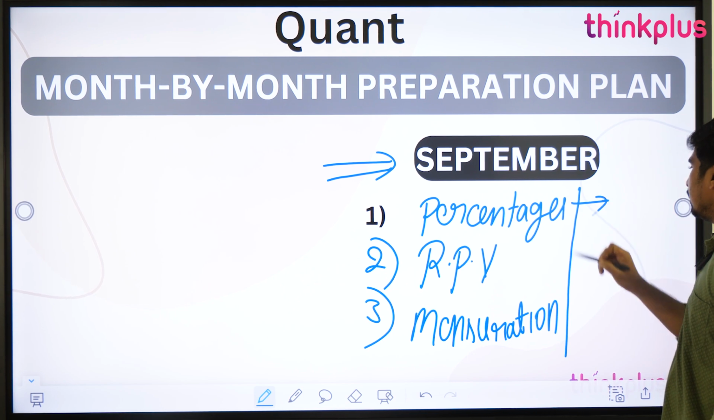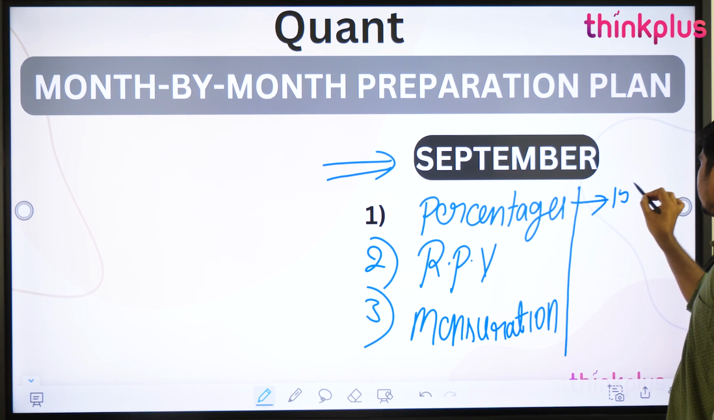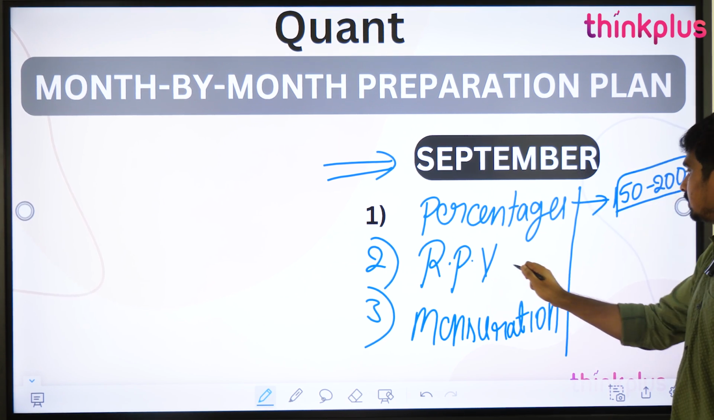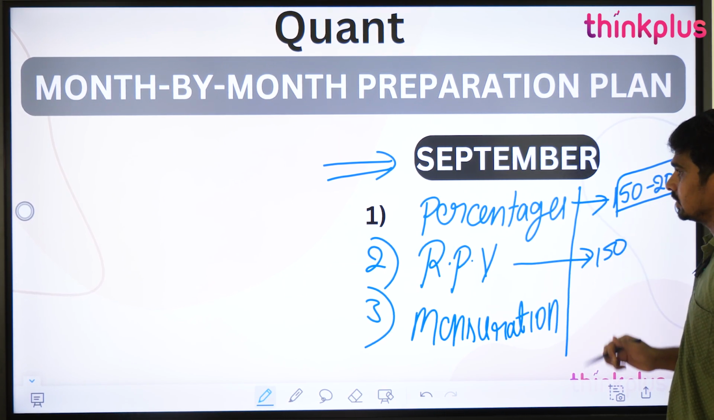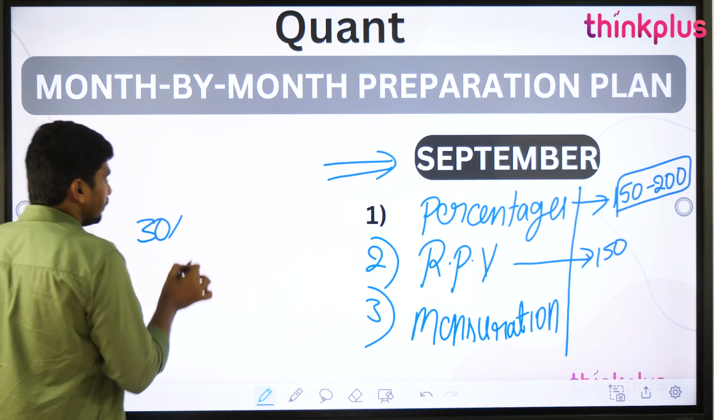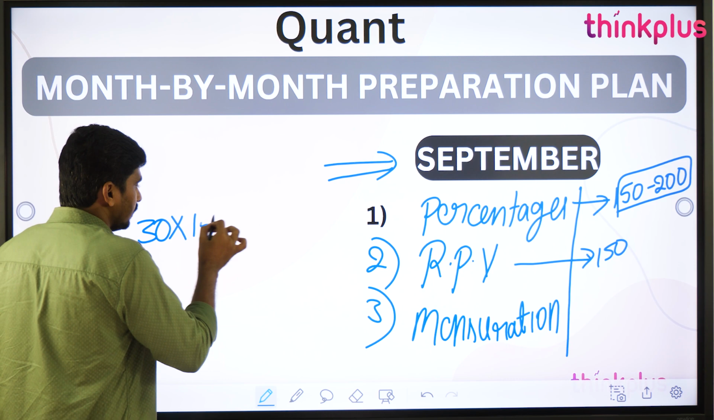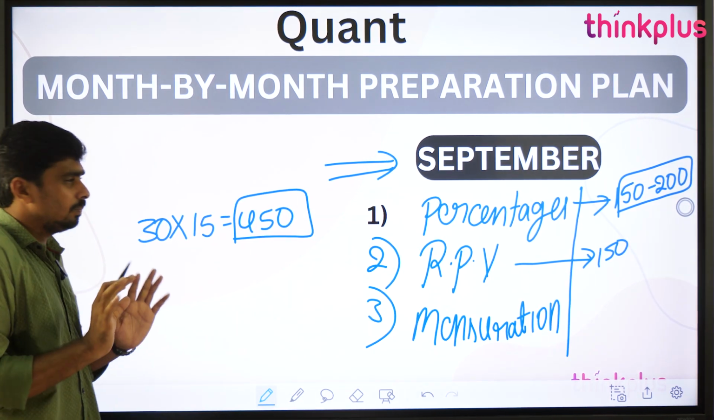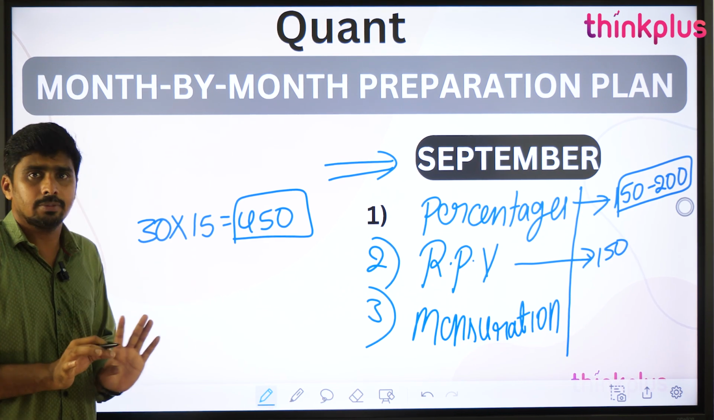In every chapter, try to complete at least 150 to 200 high quality questions, not basic level questions, high quality questions. Let's say we have 30 days time. In these 30 days, if you're daily solving just 15 questions from these chapters, you're solving 450 questions. You will get some confidence about these 3 chapters, right?